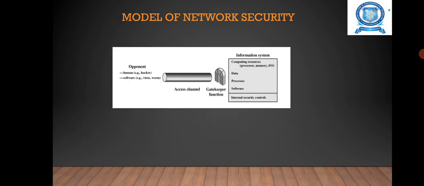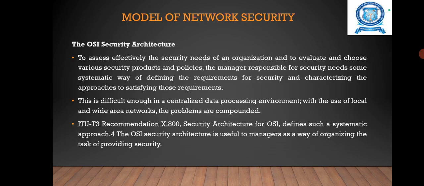Next, we are going to see the network access security model. That means a model of other situations, which reflects a concern for protecting an information system from unwanted access. The hacker can be someone who, with no malign intent, simply gets satisfaction from breaking and entering a computer system, or the intruder can be a disgruntled employee who wishes to do damage, or a criminal who seeks to exploit computer assets for financial gain. Here we have two kinds of threats, that means information access threats and service access threats.